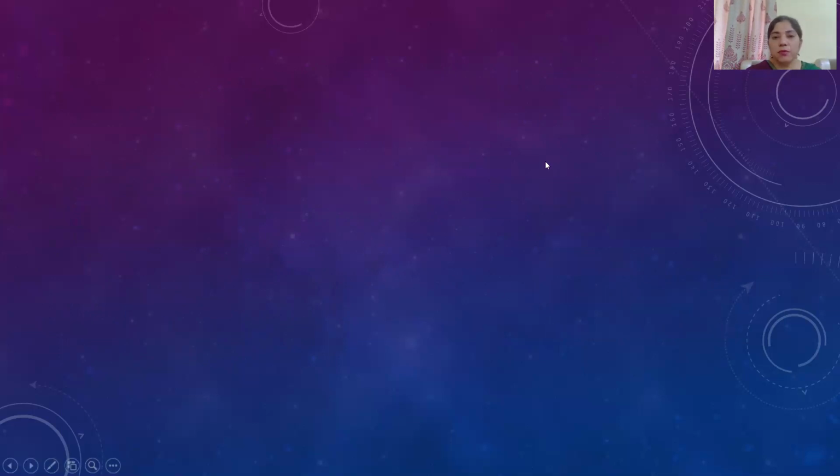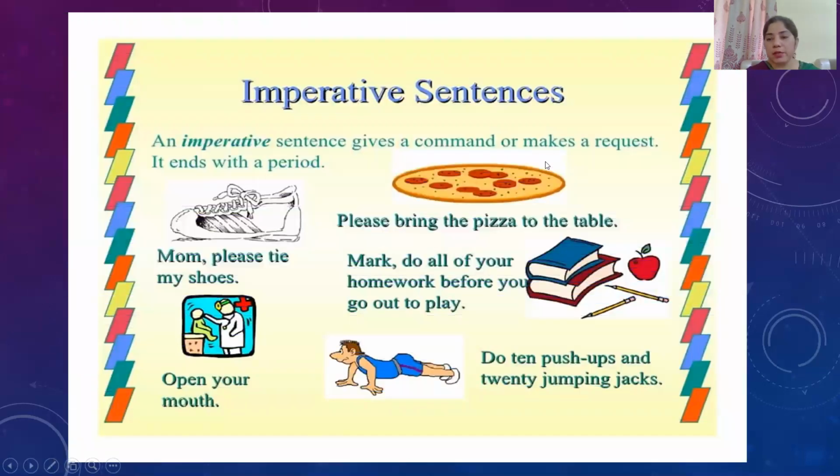The second type of sentences are imperative sentences. As I've told you earlier also, sentences which give a command or through which we make a request. At times we give advice also, and they also end in a period, a full stop. Such sentences are called imperative sentences. For example, Mom, please tie my shoes. The doctor is telling the patient, open your mouth.